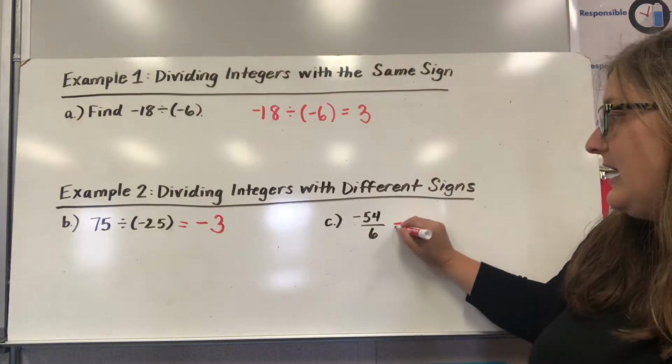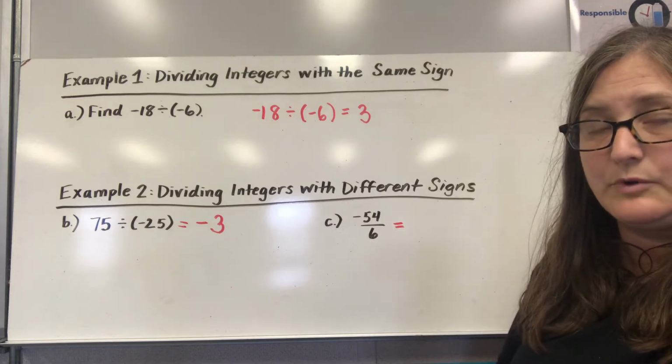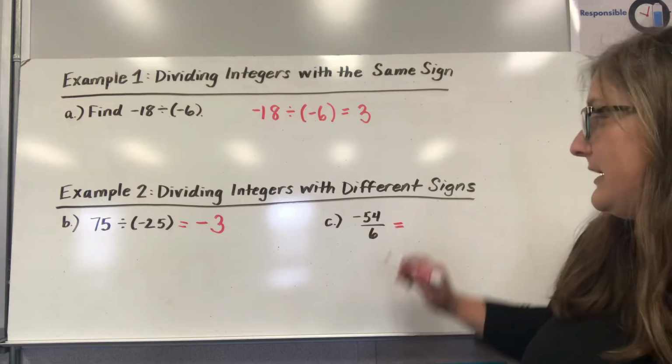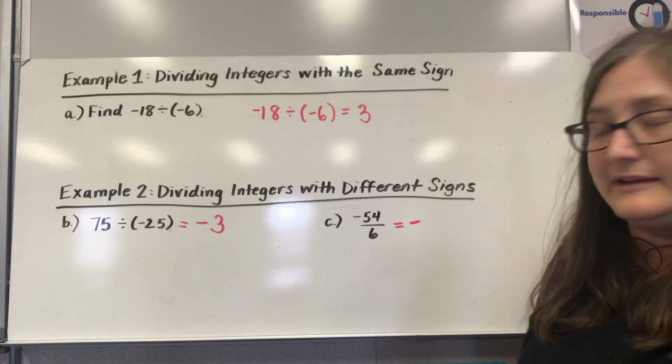In this case, again, I'm dividing negative 54 divided by 6, so different signs, one positive, one negative. So my answer will be negative, and in this case, 54 divided by 6 is 9.